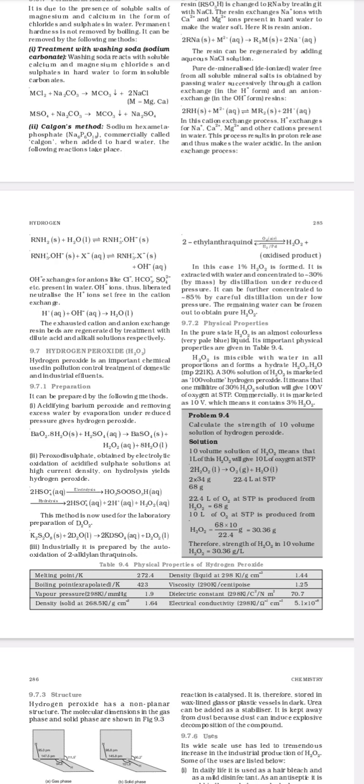A 30% solution of hydrogen peroxide is marketed as 100 volume hydrogen peroxide. It means that 1 milliliter of 30% H2O2 solution will give 100 volumes of oxygen at STP. Commercially, it is marketed as 10 volume, which means it contains 3% of hydrogen peroxide.